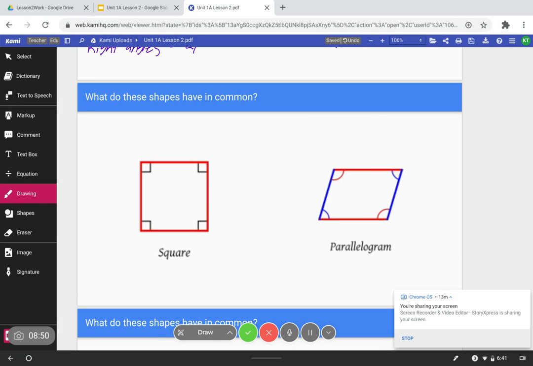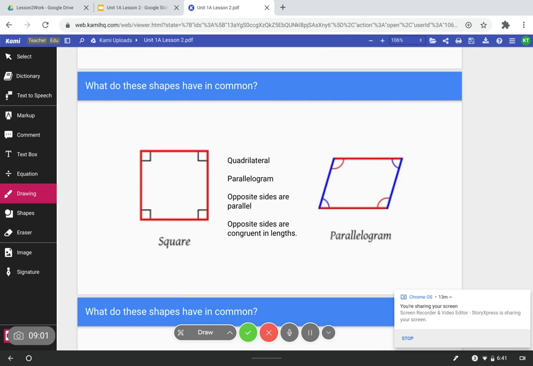Okay, pause the video and list out what the square and the parallelogram have in common. Start the video when you have your answers. So both the square and parallelogram have 4 sides. Both are parallelograms because they have 2 pairs of parallel lines. Opposite sides are parallel and congruent in length. There we go.